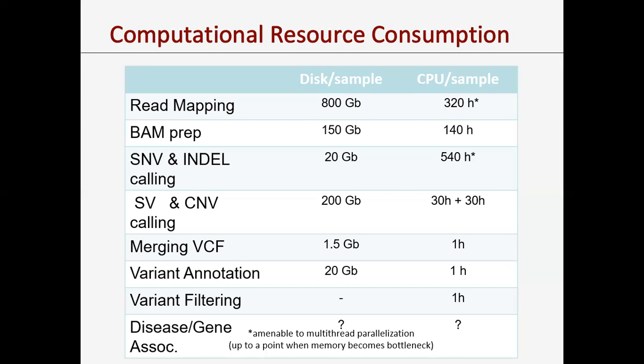So, BAM preparation. After read mapping, usually we get the SAM file. The SAM file is very huge, so it is immediately converted to a BAM file. To save space on your disk, you can delete the SAM file, because SAM and BAM can be interconverted. So these are some of the steps, how much time you require, and what computational resources you require.